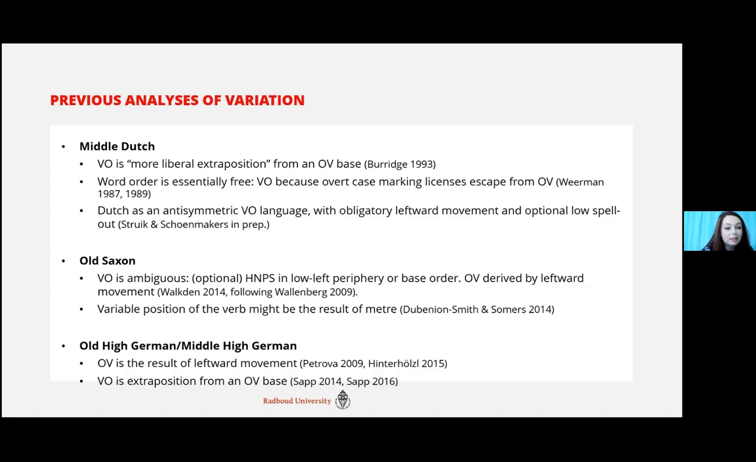For Old Saxon, VO is ambiguous. There is optional heavy NP shift in the low left periphery, and OV is derived by leftward movement. There might be the result of meter, so an increased number of VO objects because the verb likes to be at the end of a metric section. Middle Low German in this regard has not been studied before, but I'm going to present some new data so we can fill that gap.